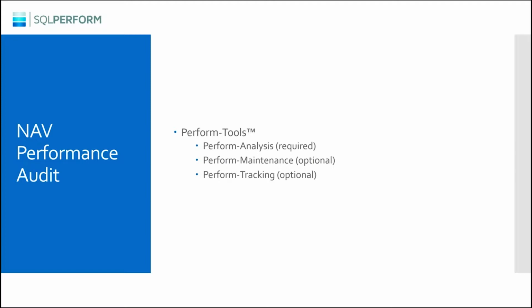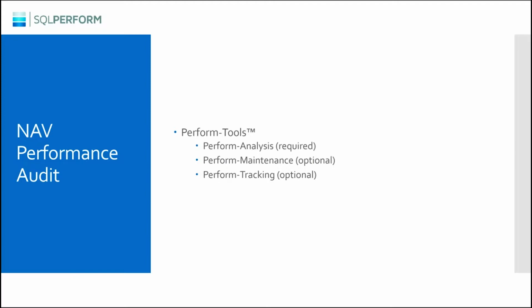And currently we have two families of tools. One is called Perform tools. The other is our archiving and compression tools, which we'll talk about in another presentation, but today we're focused on performance. Within the Perform tool set, we have three sets of tools. One is called Perform Analysis, which is required in order to do the audit.